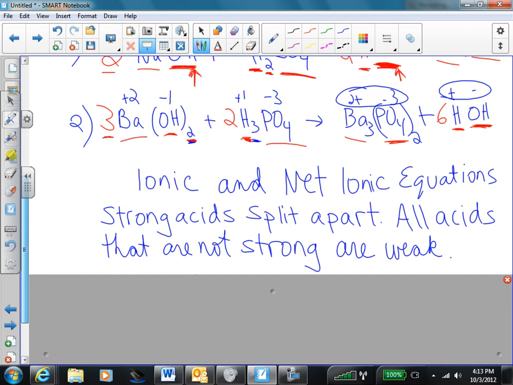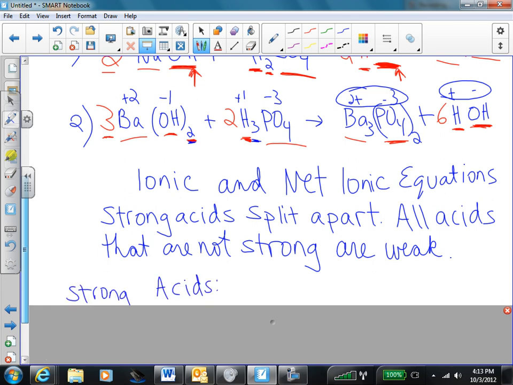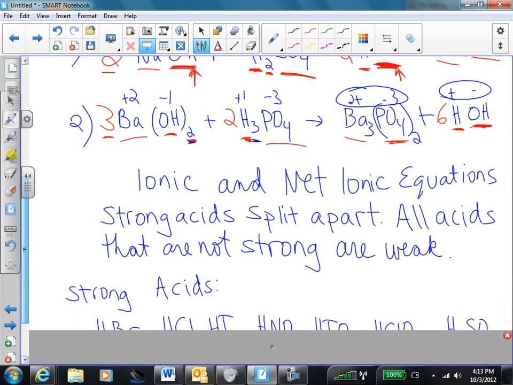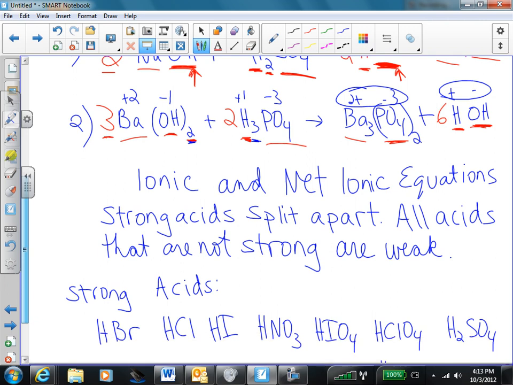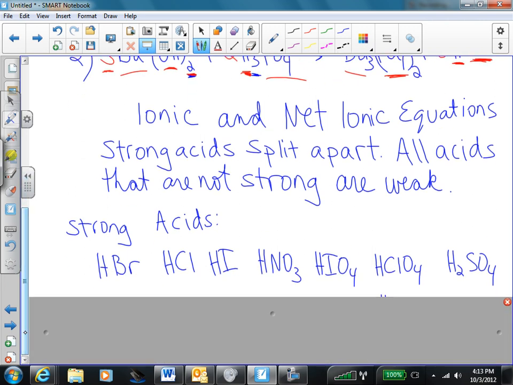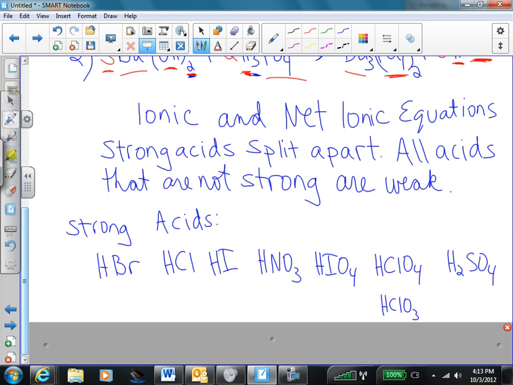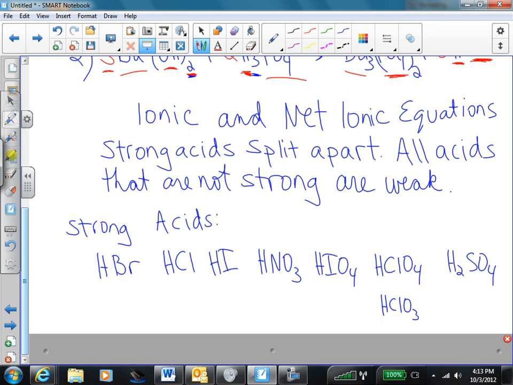There are acids in your book, such as acetic acid. Some people call it methanoic acid. And for your book, that is written with the H at the end. So sometimes you will see the H written at the very right side of a chemical. Okay. So if we are going to learn that strong acids split apart, we better know what acids are strong.